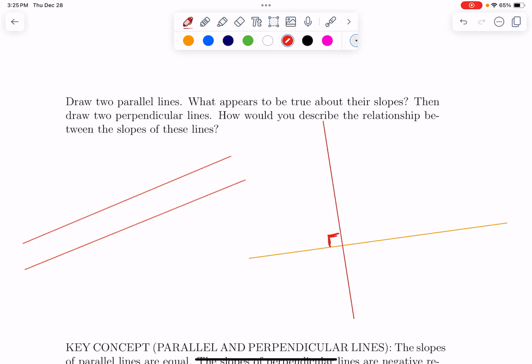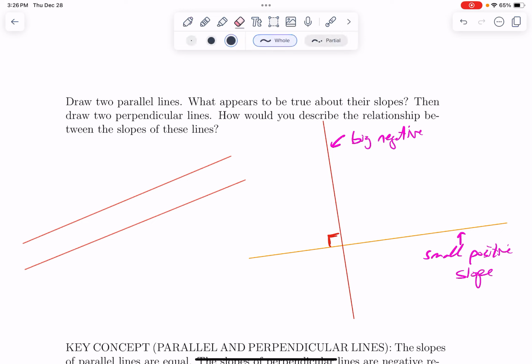So we're noticing these slopes are different in a couple of ways. This slope appears to be a small positive slope, right? It's going up, but it's going up rather slowly. And then this would be a big negative. And by big negative, I mean a negative number far away from 0. It's going down rather steeply. So those slopes are opposite in two different ways. One of them is close to 0 and one of them is not close to 0. And one of them is positive and the other is negative.